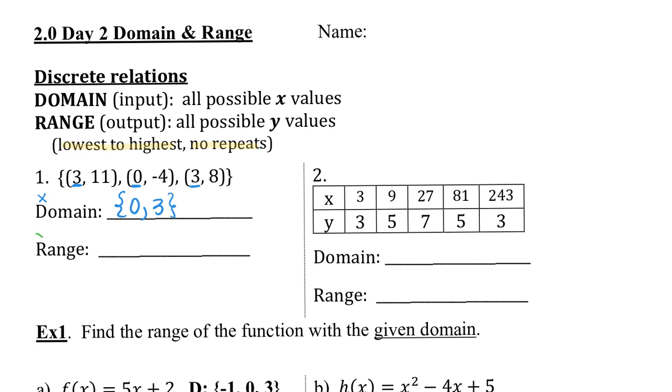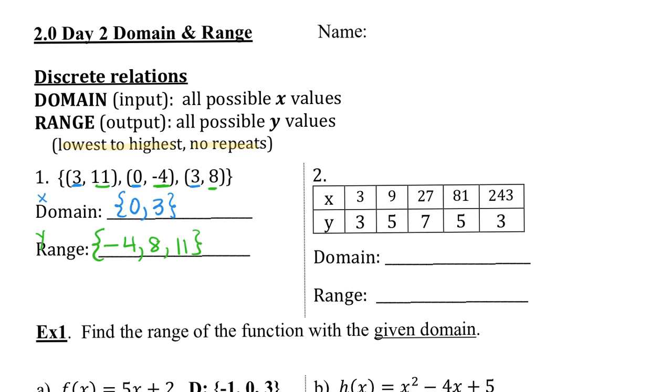Okay, range is always the y value. The y values are 11, -4, and 8, and again, lowest to highest. So the lowest is -4. Let me use my set notation. -4. My next highest is 8, and then my third highest is 11. So my range is -4, 8, and 11, and it's only those three numbers, so it's a list.